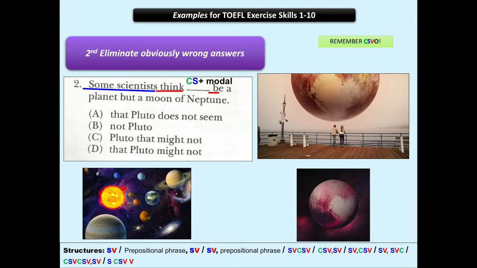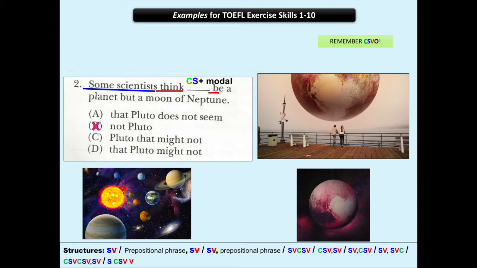Now, let's look at the answers and eliminate the obviously wrong answers. We can see that boy has a subject but no connector, so that is not our answer. Cat has a subject, Pluto, and then a connector, that, and then a modal verb. But this is the wrong order. We need a connector and then a subject. So this is not the answer.